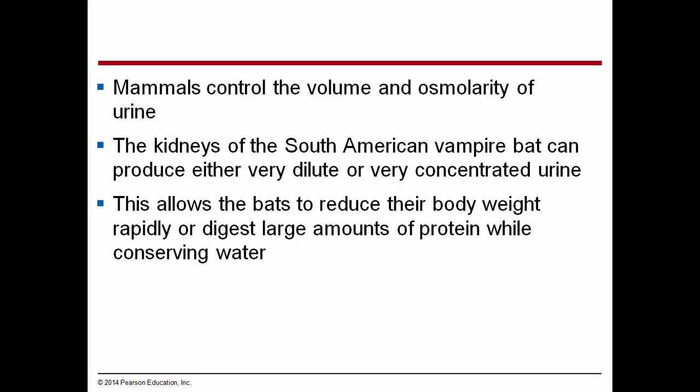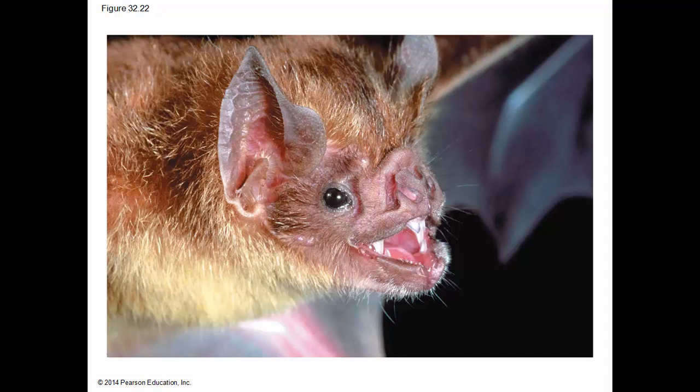The kidneys of the South American vampire bat can produce either very dilute urine or very concentrated urine, depending on whether or not they've just fed. This allows the bats to reduce their body weight rapidly or digest large amounts of proteins while conserving water. So here's the bat.